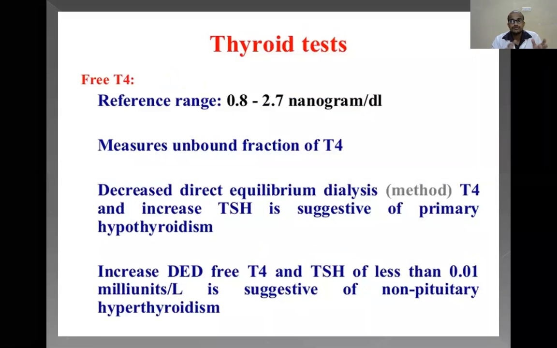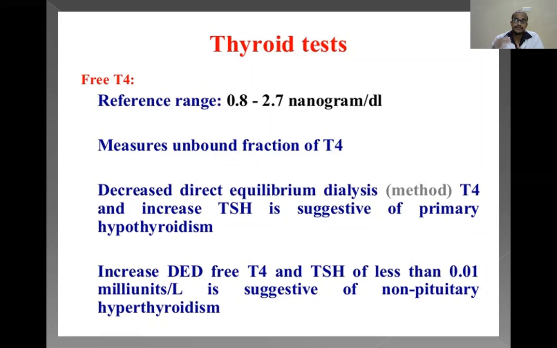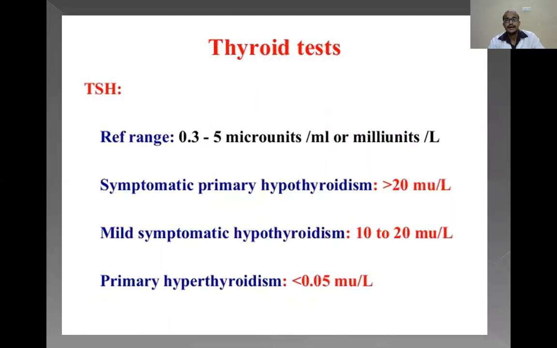And FT3 and FT4 are also measured, and the same thing, FT3 and FT4 increase in hyperthyroidism and decrease in hypothyroidism. And what are the normal ranges and what are the methods of estimation? All these we have seen in the previous sessions.